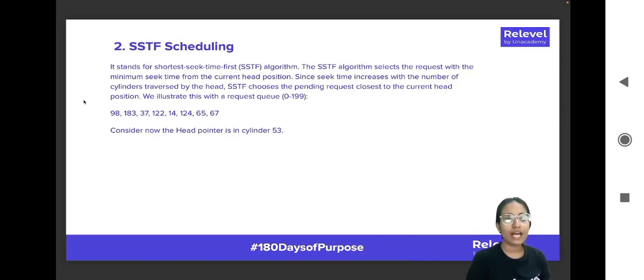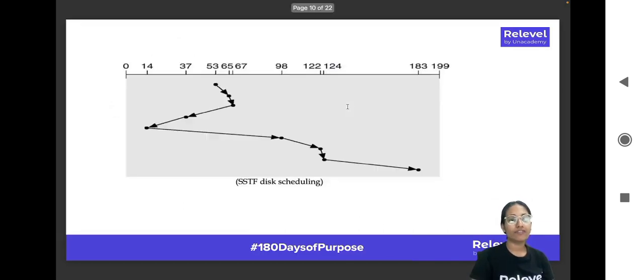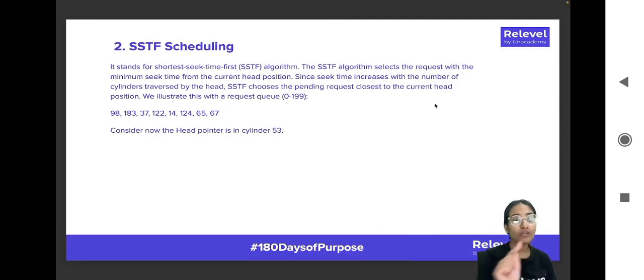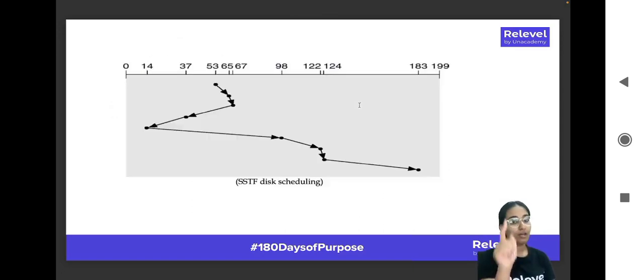Okay, let's understand this with the help of an example. So we have 98, 183, 37, 120, 122, 14, 124, 67, and 65. And currently the head pointer is in cylinder 53. Okay, so here it is at 53, right? Now what happens is it checks. Out of these, it will pick the request 65, because from 53, the nearest request that can be processed is 65. From that, the nearest one that can be processed is 67.